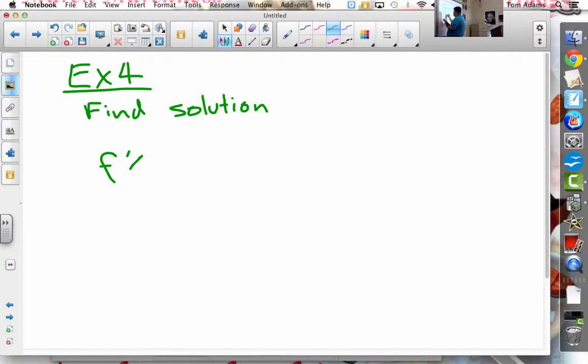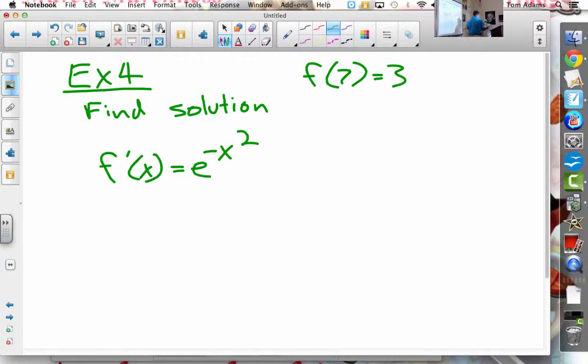of f prime equals, excuse me, e to the negative x squared, and then it says it passes through when f of 7 equals 3. Now this is an initial value. It's not really an initial value, but it's a value problem. What this is saying right here is that the point (7, 3) exists on the line. Okay?